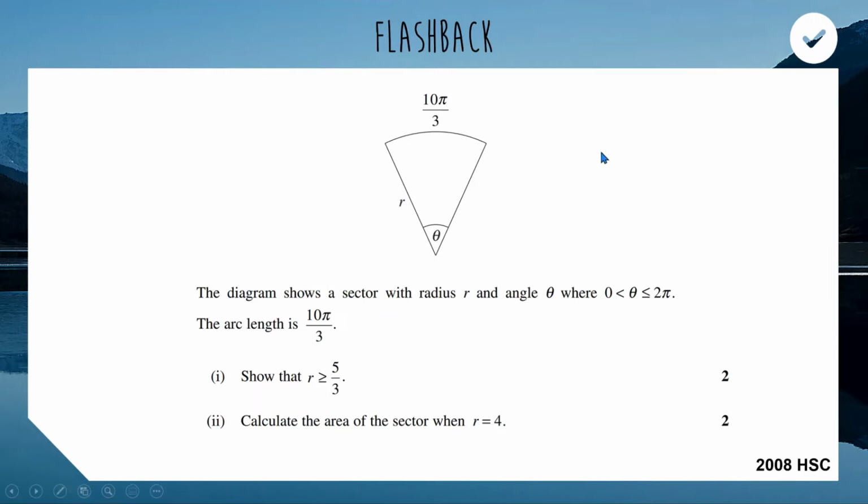We have a sector with radius r and angle theta, where theta is between 0 and 360. Arc length is 10 pi on 3. Part I for 2 marks, show that r is greater than or equal to 5/3.